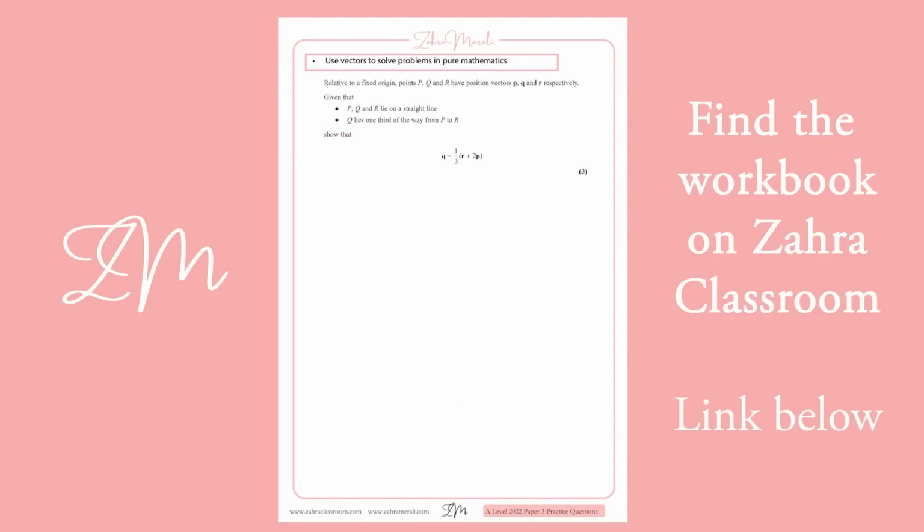Okay, so this is from a recentish paper, or I think it might have been from the sample paper, I can't remember, but you may have already done it. But relative to a fixed origin, we've got points P, Q, and R, and Q lies 1/3 of the way from P to R. So we've got 1/3 and 2/3. And remember, a vector is represented from where it is, like from an origin. So that's going to represent a small p, that's going to be small q, and that's going to be small r. And we want to show that q equals 1/3.